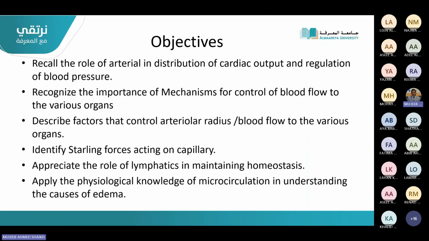What we are going to learn in this lecture: the role of arterioles in distribution of the cardiac output and regulation of the blood pressure. So this lecture is a sort of revision for 2-3 lectures before, even some lectures from the PHSL block. You will find the slides related to the PHSL block.